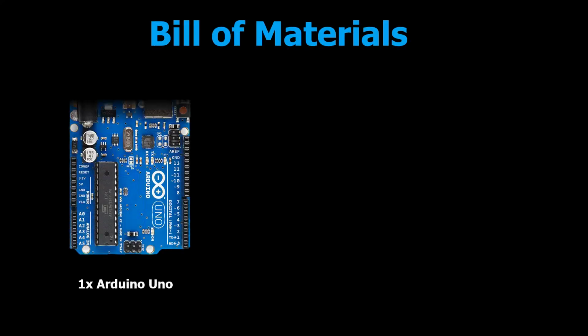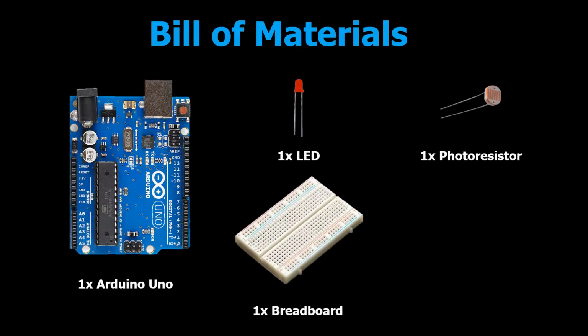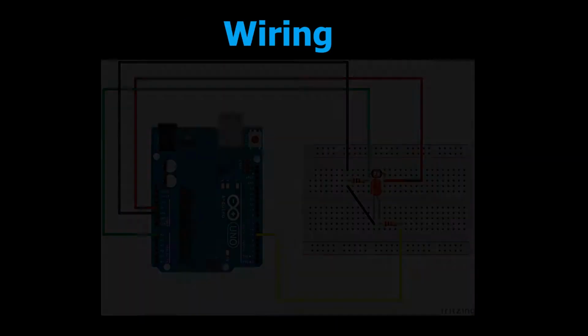For this project, you're going to need an Arduino, one LED, one photoresistor, a breadboard, and a 220 ohm resistor, and a 1 kilo ohm resistor. So here's how it's all wired up.